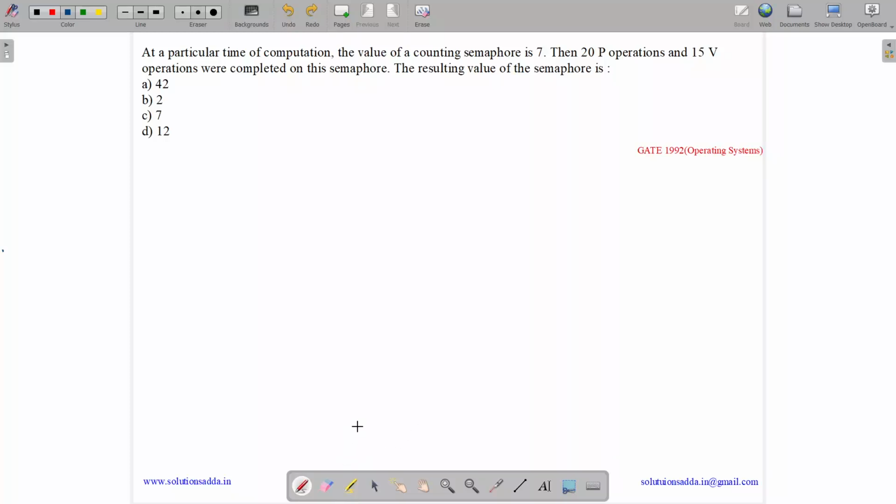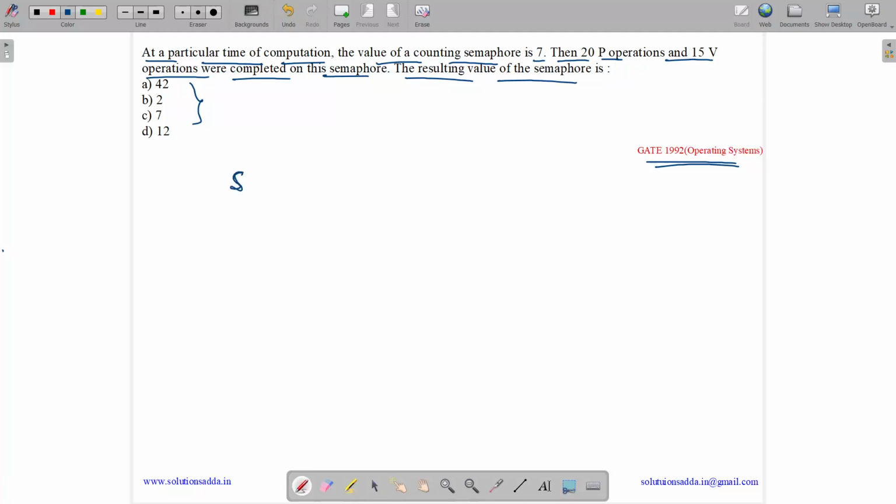This question belongs to the operating system subject and was asked in GATE CSE 1992. The question states: at a particular time of computation, the value of a counting semaphore is 7. Then 20 P operations and 15 V operations were completed on this semaphore. The resulting value of the semaphore is 42, 2, 7, or 12.